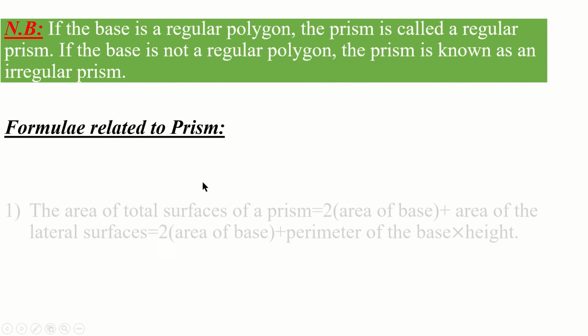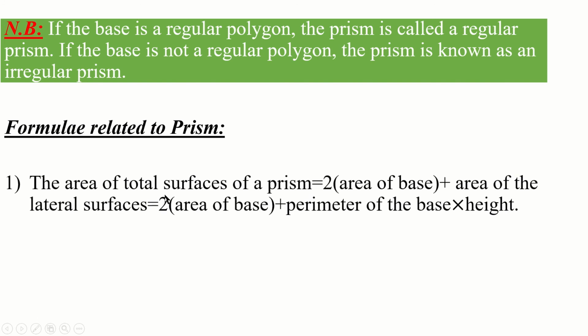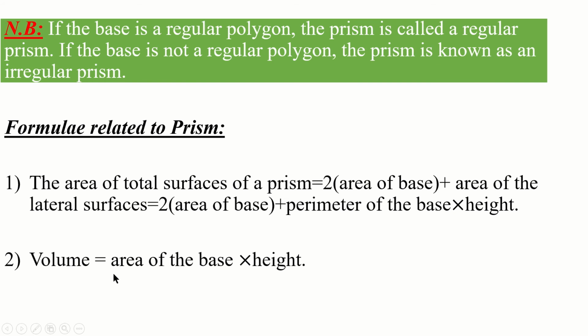Formulae related to prism. Number one, the area of total surfaces of a prism equals 2 into area of base, as there are two bases, so we have to multiply by 2, and we take the area of each base. As a result, we get the total area of bases plus the area of the lateral surfaces. This equals 2 into area of the base plus perimeter of the base into height. Number two, volume equals area of the base into height.